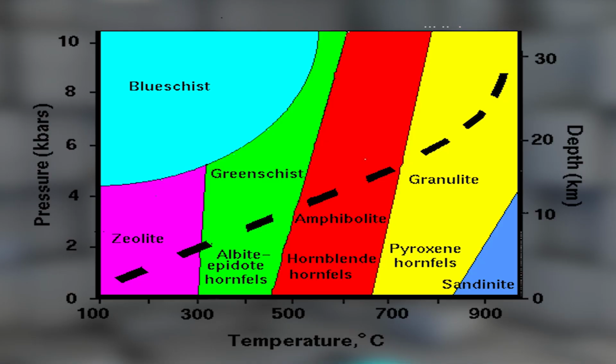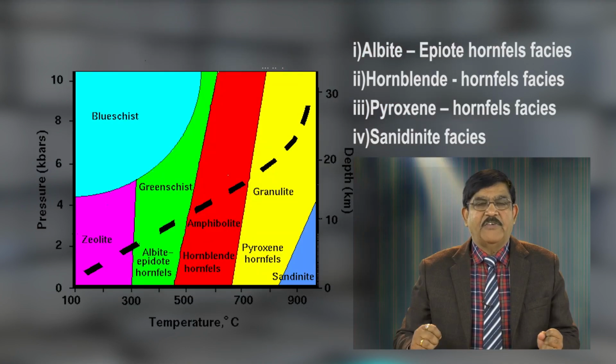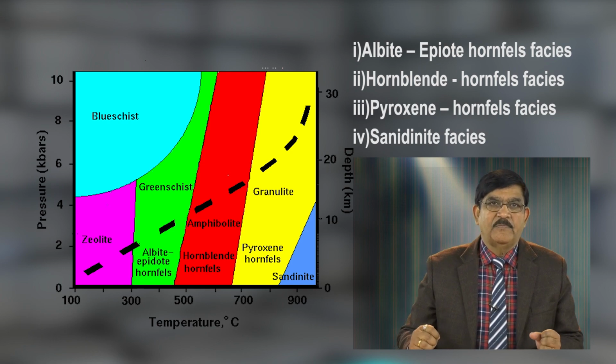In order of increasing temperature, the low pressure or contact metamorphic facies, or Abukuma type of metamorphisms, are listed. See also Turner 1968. Albite-epidote hornfels facies, hornblende hornfels facies, pyroxene hornfels facies and sanidinite facies. If you move from albite-epidote hornfels facies to sanidinite facies, usually temperature increases.